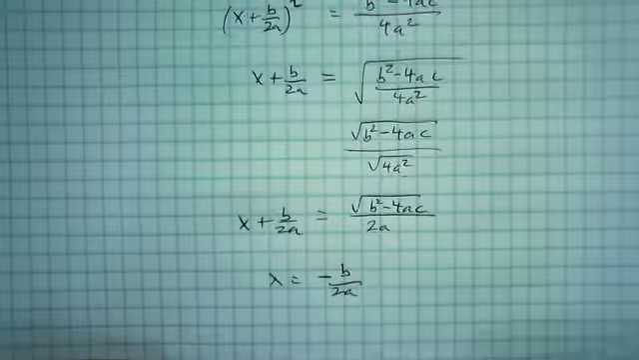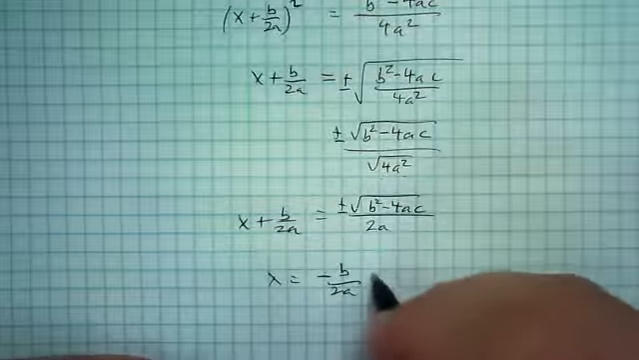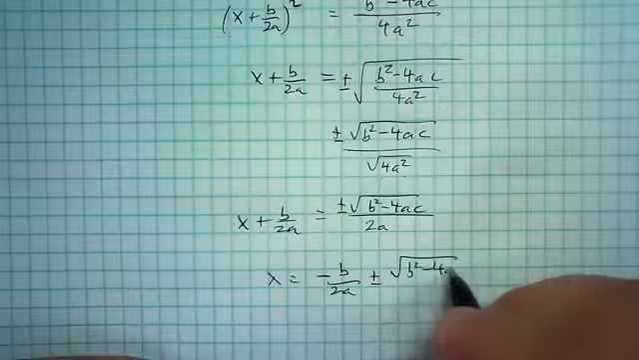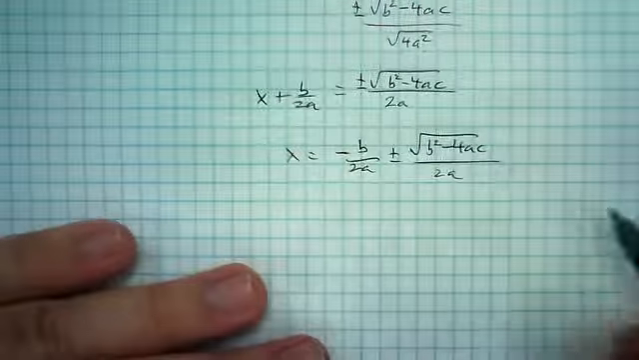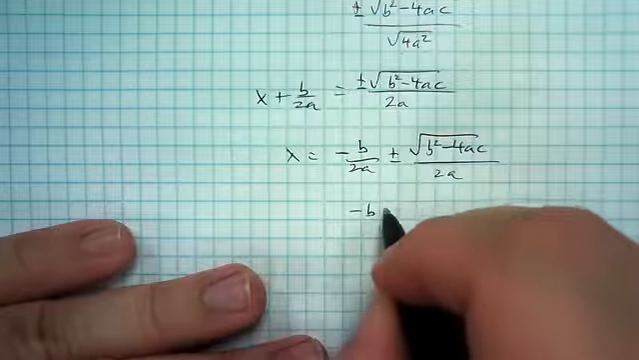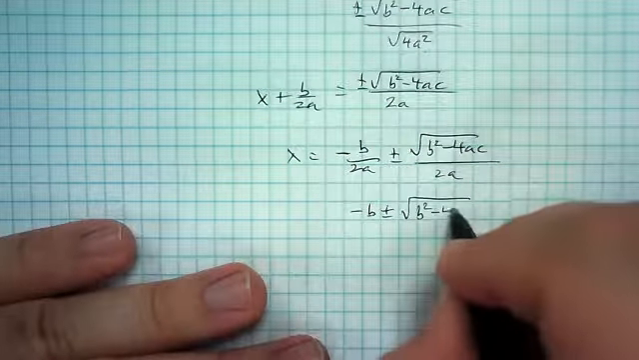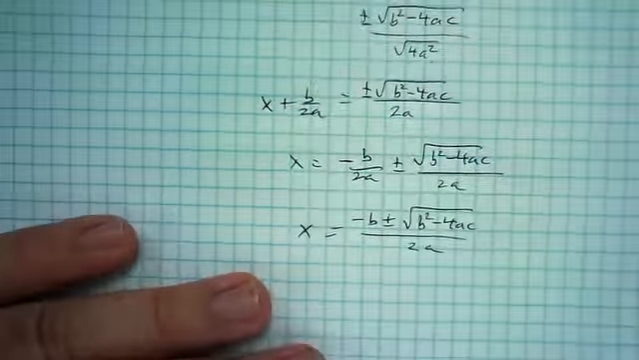Oh, you know what I forgot to do was put plus or minus when I took the square root of both sides. So let me fill that in there. Square root of b squared minus 4ac all over 2a. These have the same bottom already, so I'll stick them together. Opposite of b plus or minus the square root of b squared minus 4ac all over 2a. How about that?